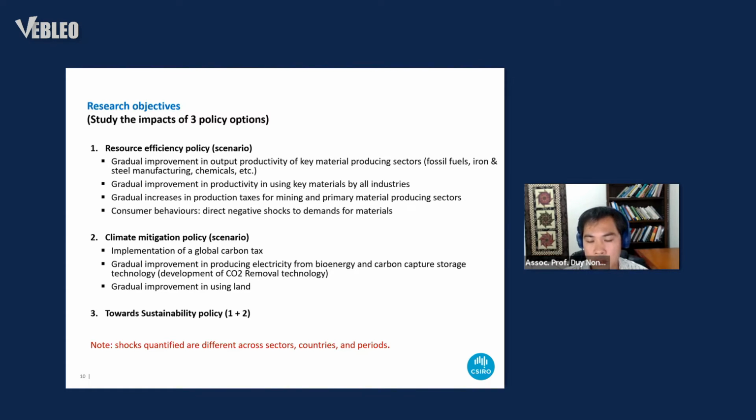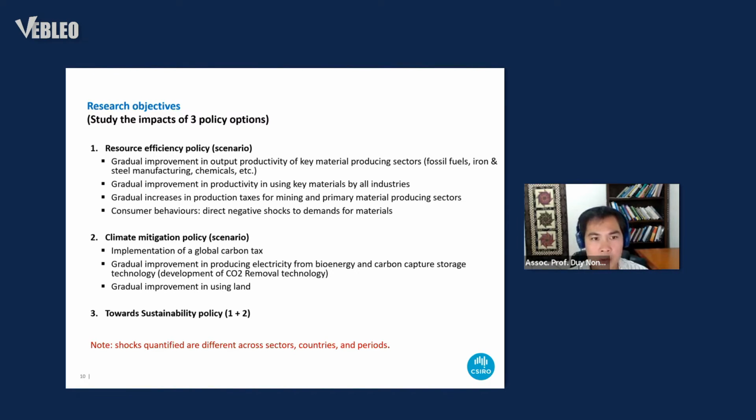Productivity here means that we can use less input to produce the same amount of output, or with the same input we can produce more output. And for this policy package, we also assume gradual increases in production cost for mining and primary material producing sectors. The purpose behind this is to reduce the supply of material to the economies.